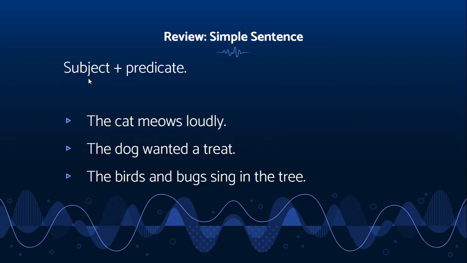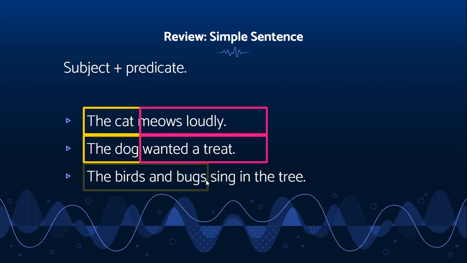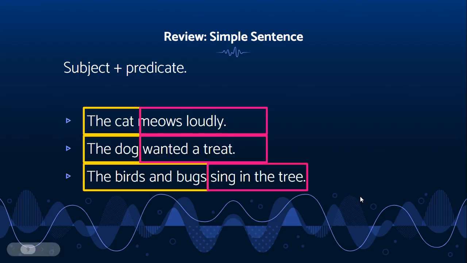So the subject is the noun, the person, place, or thing that is doing the action, and the predicate is the verb, the action, and then any descriptors that go with it. So in "The cat meows loudly," the cat is the subject, meows loudly is the predicate. "The dog wanted a treat," the dog is the subject, wanted the treat is the predicate. In a sentence like "The birds and bugs sing in the tree," even though we have this "and" here, the birds and bugs are the subject and sing in the tree is the predicate. And that's still a simple sentence because you have a subject and a predicate, and that is it.